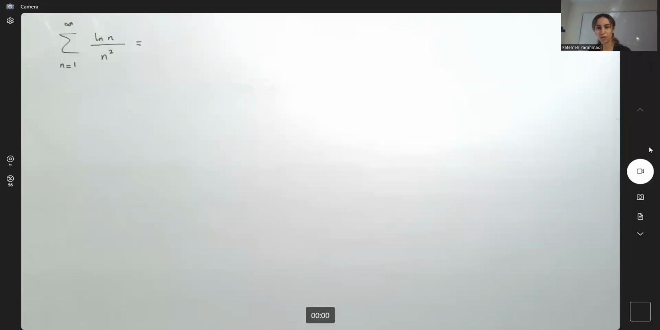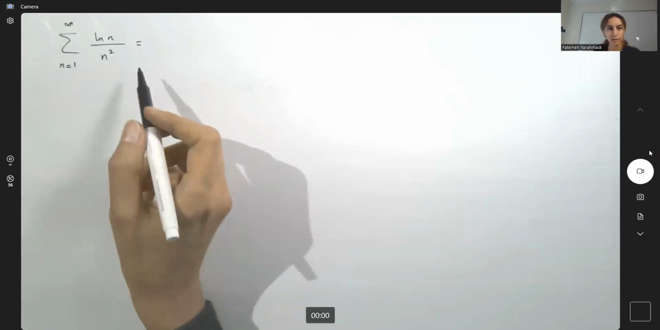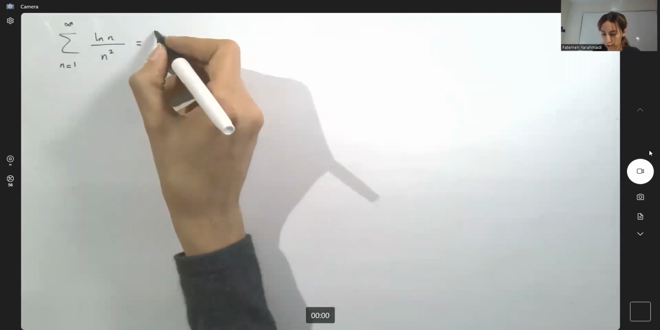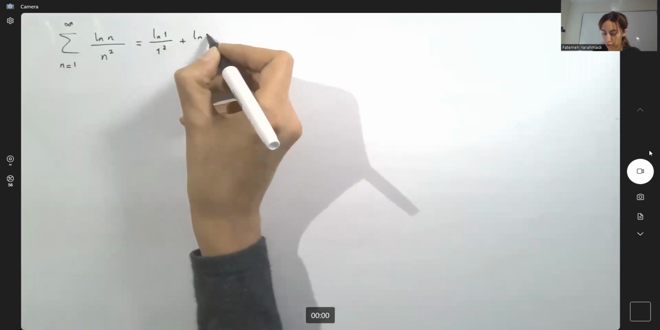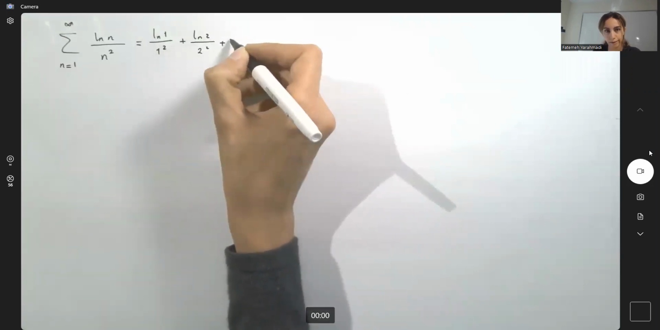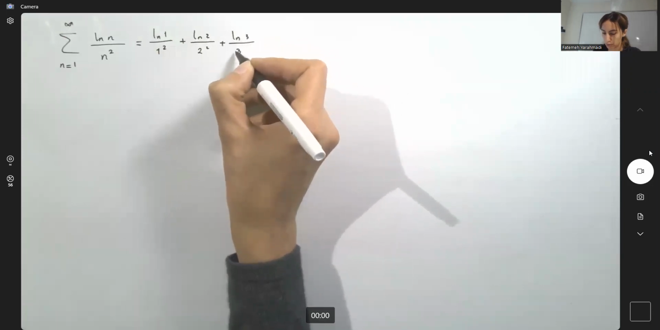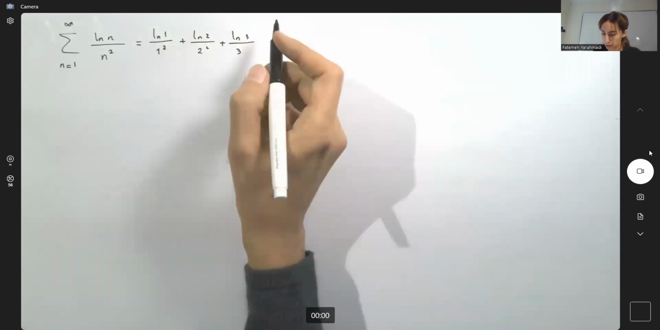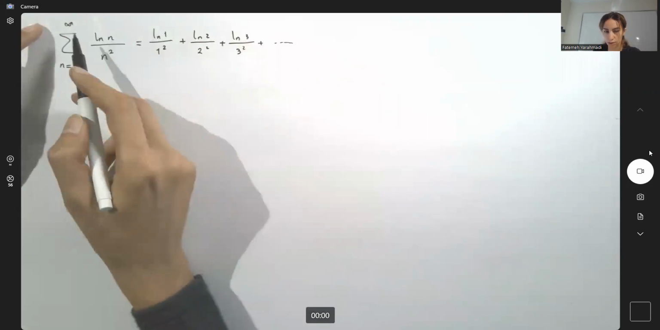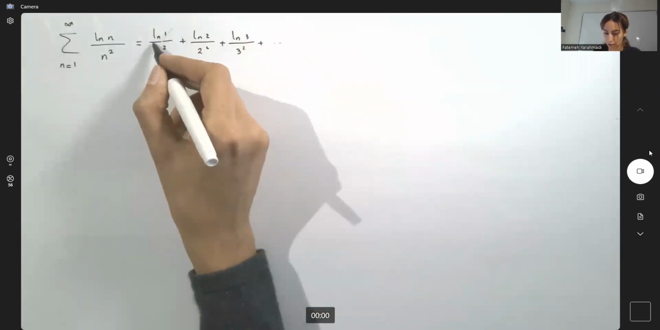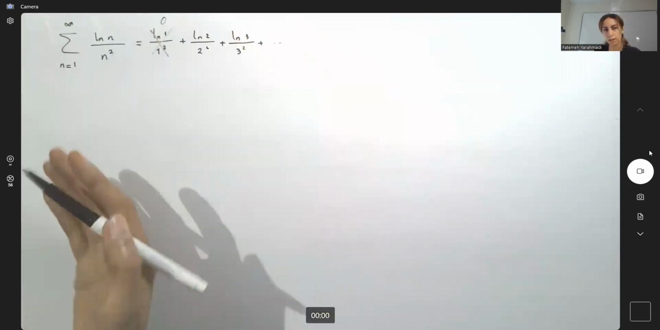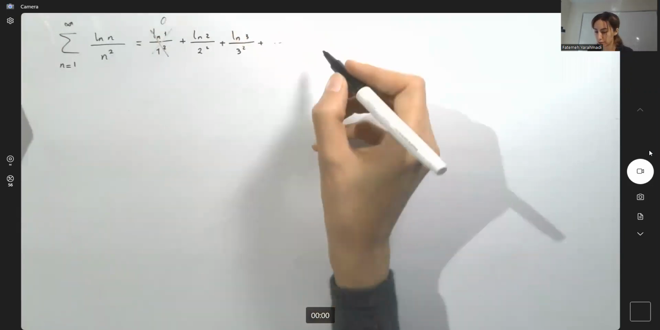Welcome back, everybody. So let's take a look at the series given here. This series has some initial terms like ln of 1 divided by 1 squared plus ln of 2 divided by 2 squared plus ln of 3 divided by 3 squared, and the rest of the terms. But guys, this goes to infinity, all right? And this is equal to 0. Let's apply, for example, the integral test.